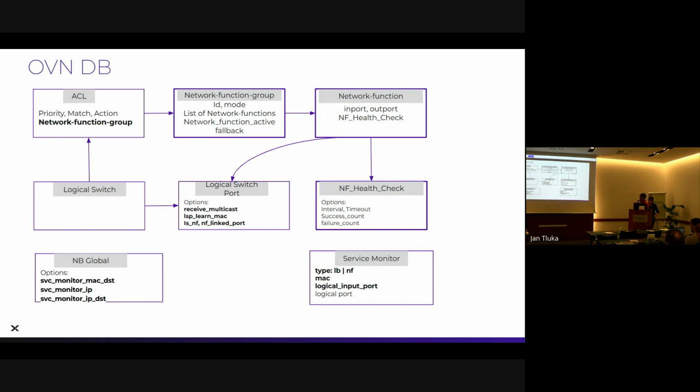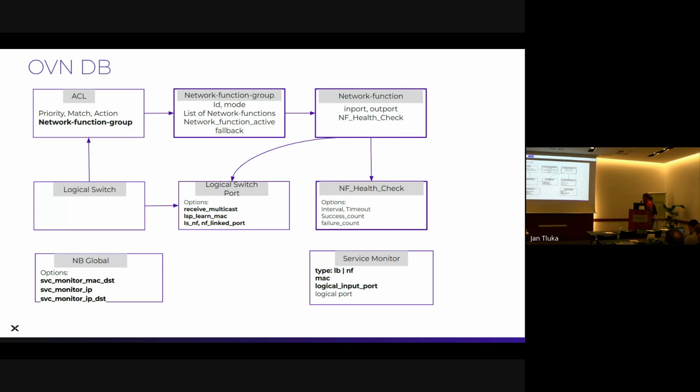And for these ports, we don't want to receive any multicast or unknown unicast packets, right? We don't want flooding on this. That's why the receive multicast flag is added, and then we don't want to learn any FDB entries on these ports. That's why one more flag is added to disable that, right?